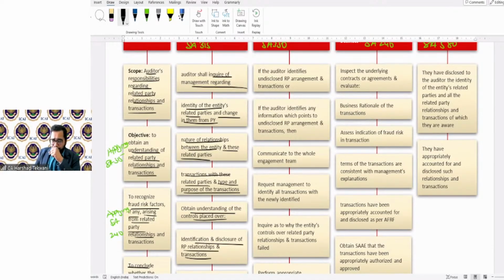Any further doubts? Any further doubts? Okay. If no further doubts, then let's proceed to the next point.